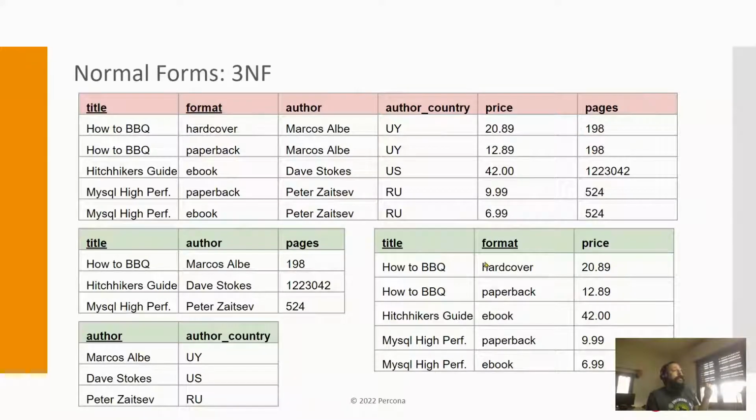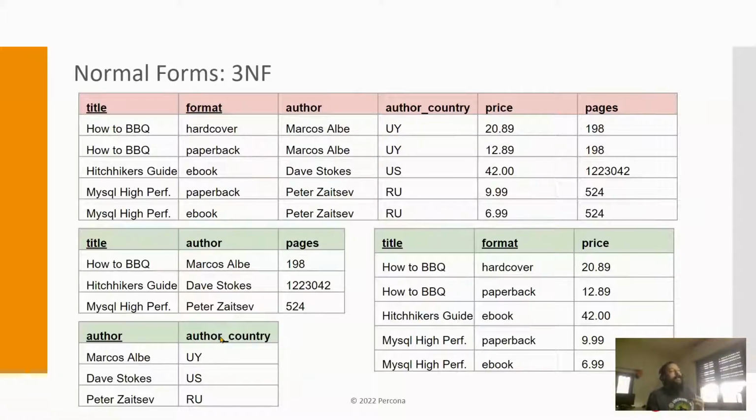So I moved out the price. I kept my title and author. The author is not a primary key. It's just an attribute of the book. And then I have a table with authors and their country. And now this table complies with both the second normal form and the third normal form.